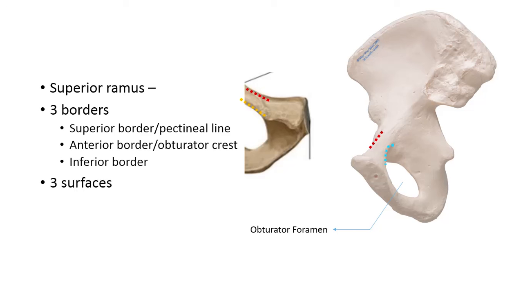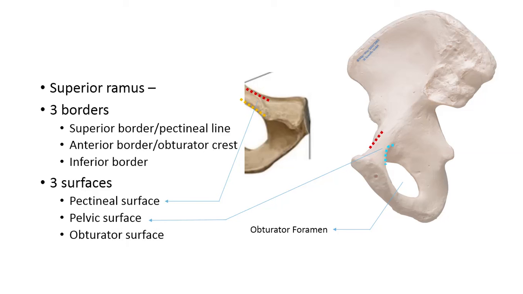It is having three surfaces: pectineal surface. So this is pectineal surface, which is present in between superior border and anterior border of superior ramus. Then pelvic surface. So this is pelvic surface towards pelvic cavity, and it is present in between superior border and inferior border. Another surface is obturator surface, which is present in between anterior border and inferior border.